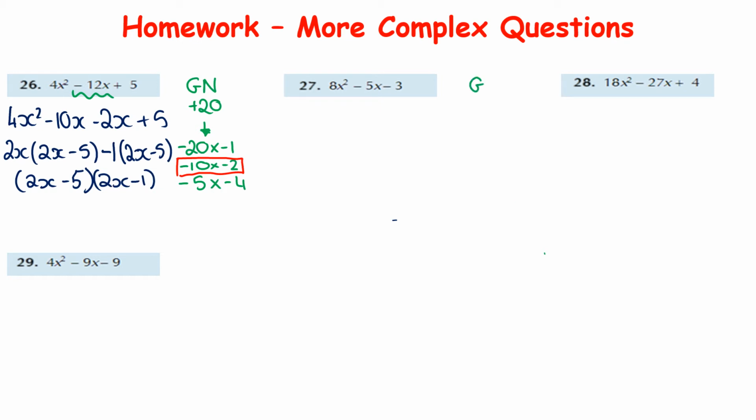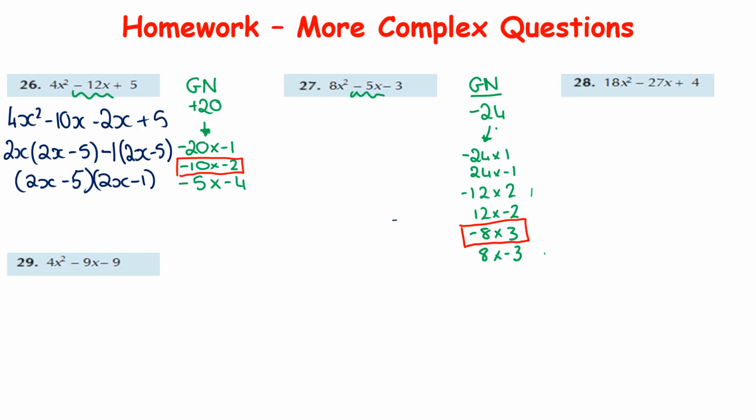So our guide number in this question, oh, we're back to a minus. So we get minus 24. So that means our signs are going to have to be different. So that means we're going to have minus 24 by 1 or 24 by minus 1 or minus 12 by 2 or 12 by minus 2 or minus 8 by 3 or 8 by minus 3. Have I hit it yet? Yes. Okay, we have. We wanted it to add to minus 5x. So that means minus 8 plus 3 is the correct one.